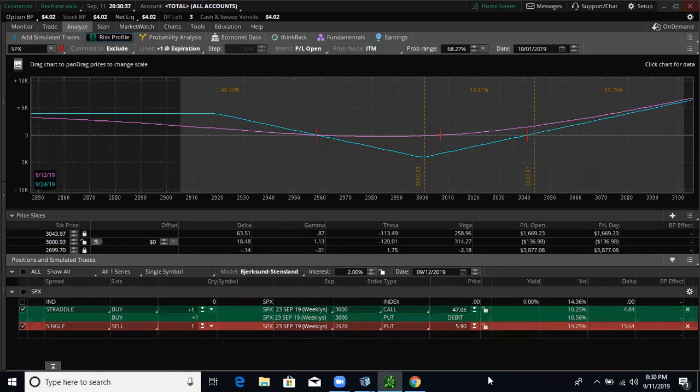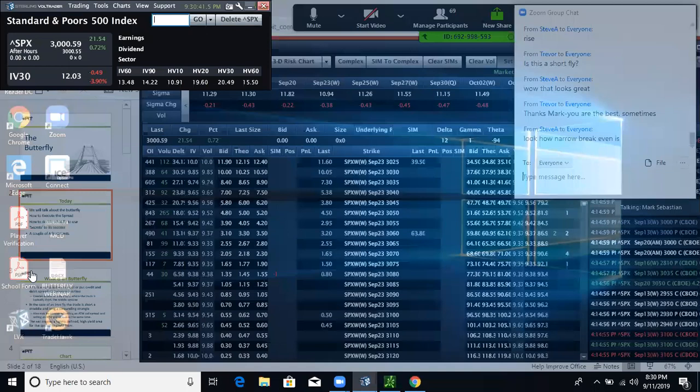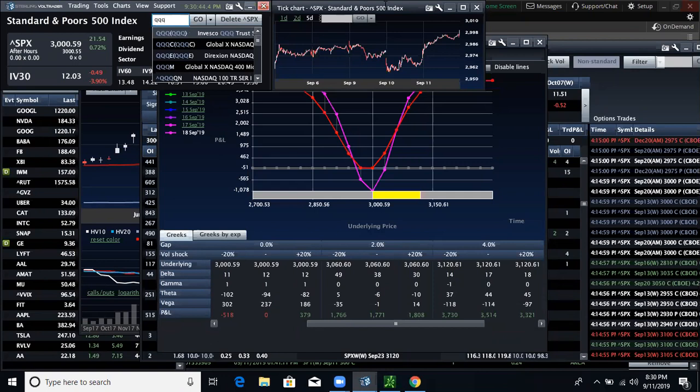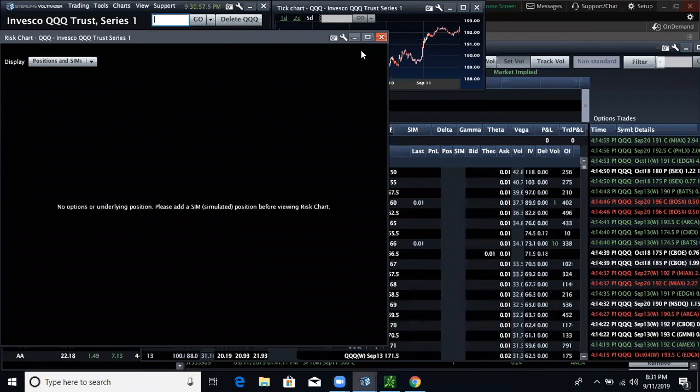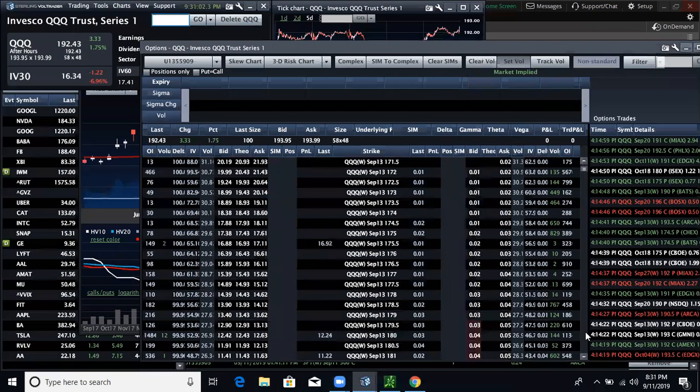All right, now let's talk about the Qs. And now I'm going to show you how I might look at a trade. So I did sell the puts. I really like the way that's set up. That's a nice looking trade. We're going to look at that one in the morning tomorrow.